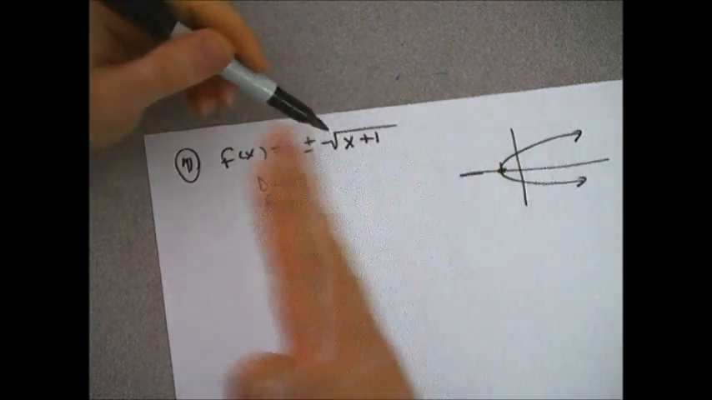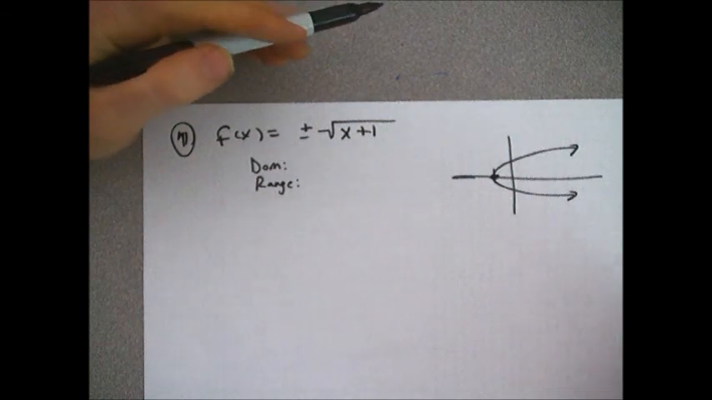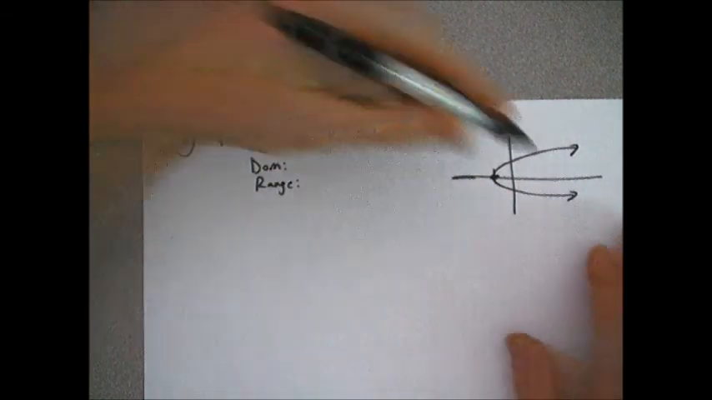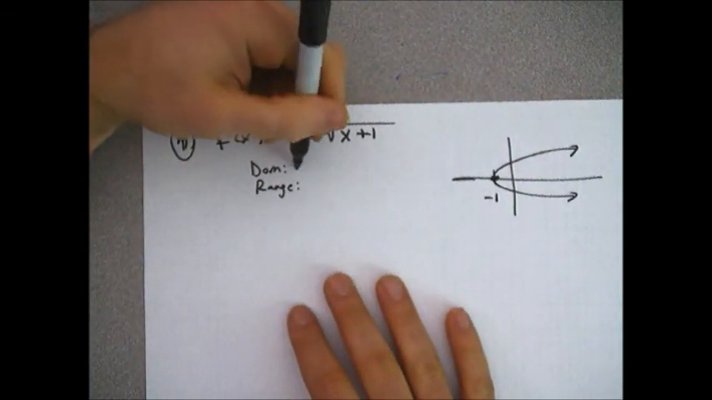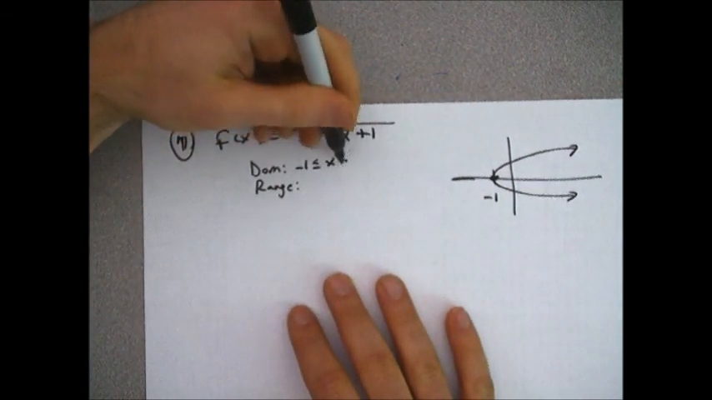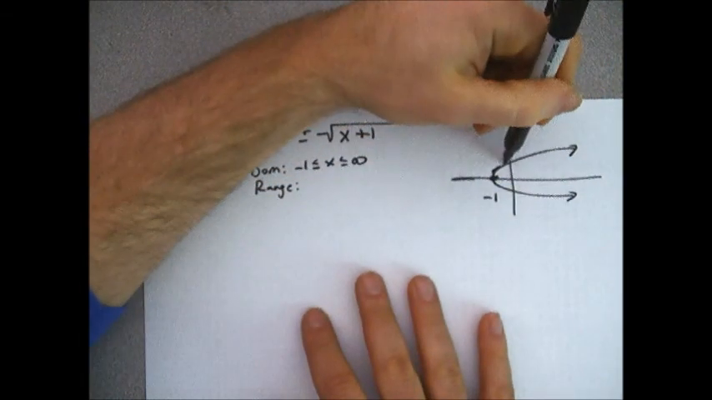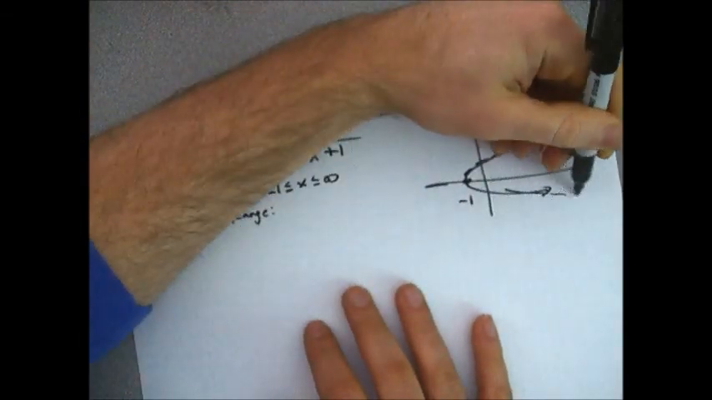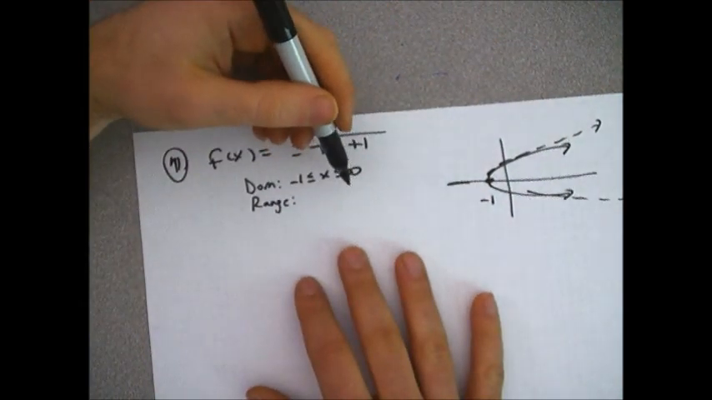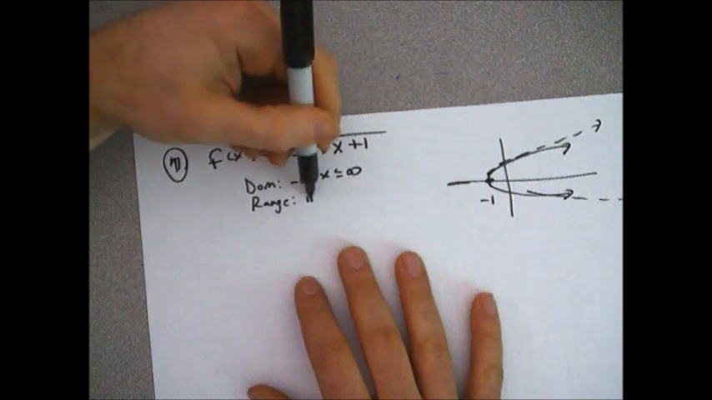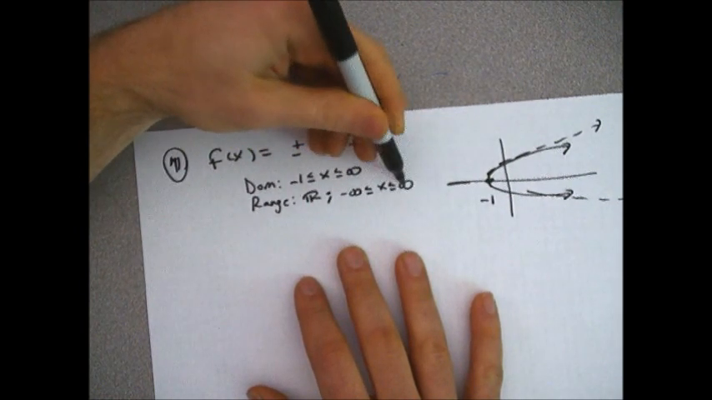What does that tell me about my domain? My domain is my left and my right, my x values. So what's the smallest possible value I could have here? Negative 1, and it goes all the way up through infinity. So my domain is going to be negative 1 to x to infinity. Now my range, my up and my down, as time goes on, this graph just keeps going up and up and up, and also down and down and down. So we would say my range is what? All real numbers, or another way of saying that is negative infinity to x to infinity.